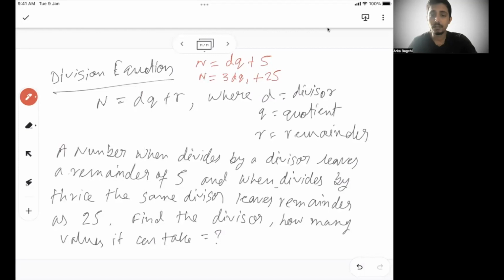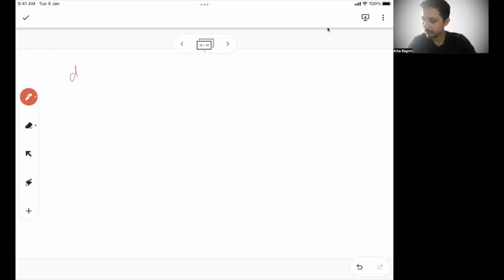What are the possibilities? How many values can the divisor take, not the number? They ask how many values the divisor can take. So d is what they are asking for. So let's go to the next page. So we know both are equal to the number.